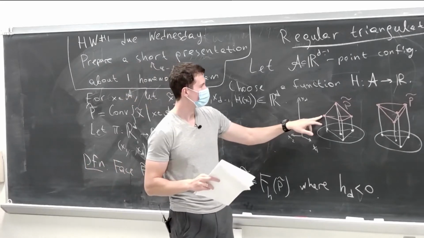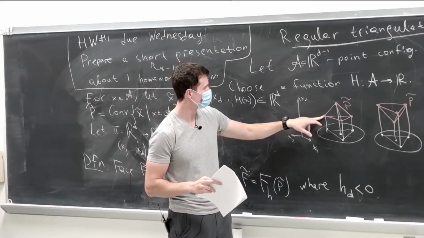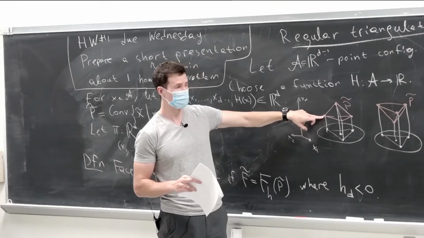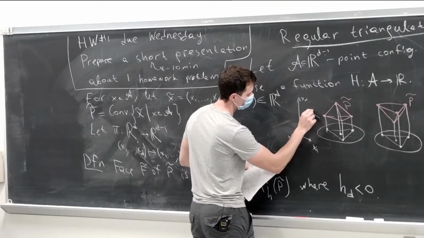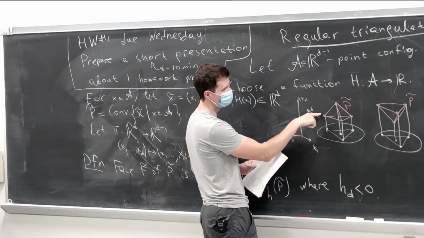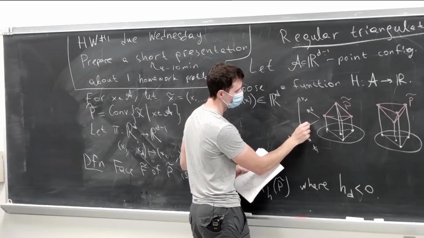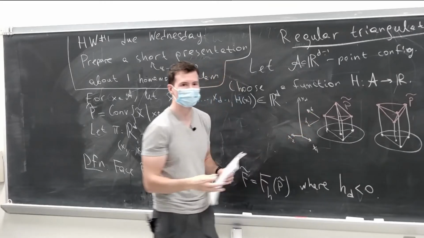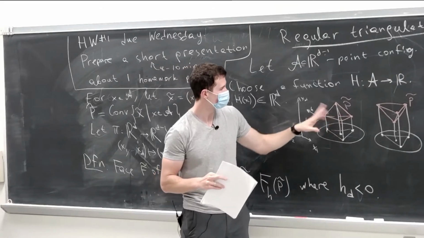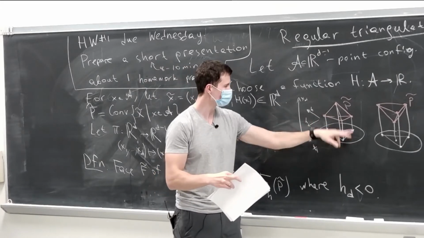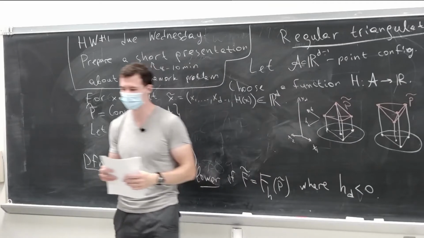Actually, it seems like this point is both a lower face and an upper face. If h looks something like this, then this point would be an upper face. So you can actually get all these lower dimensional faces at the boundary of the projection as both lower and upper.